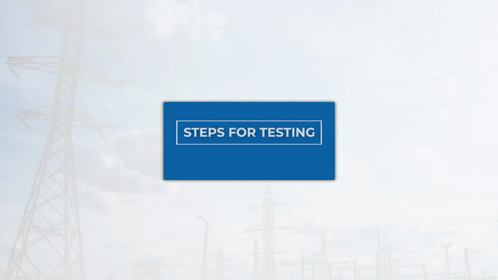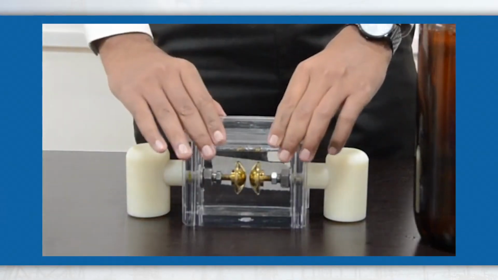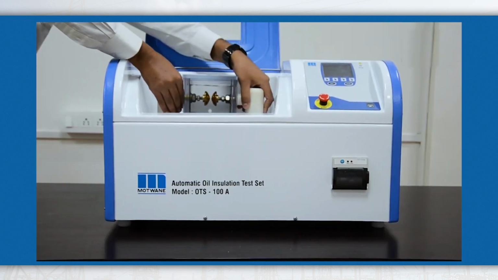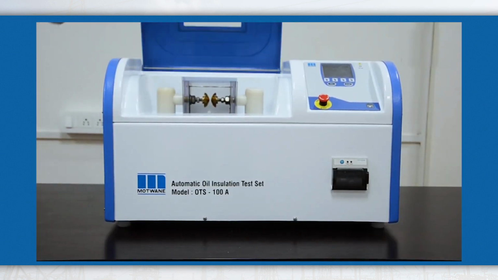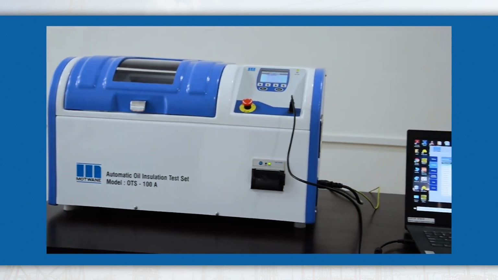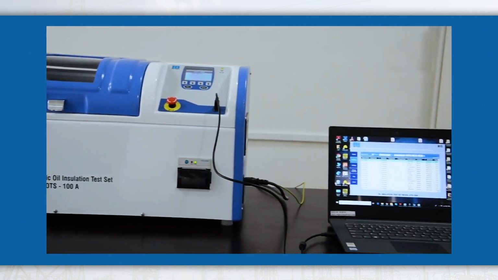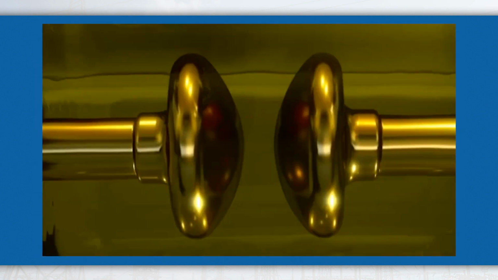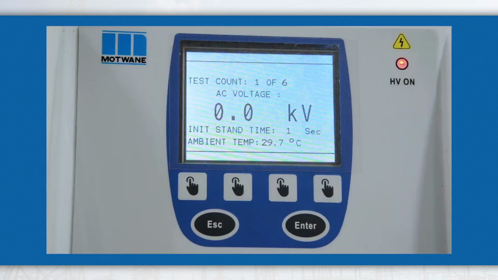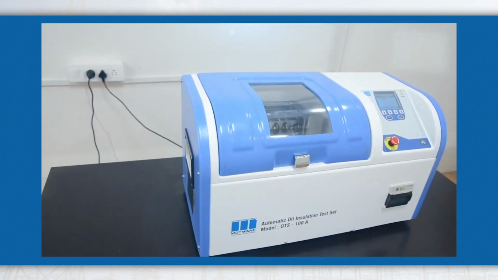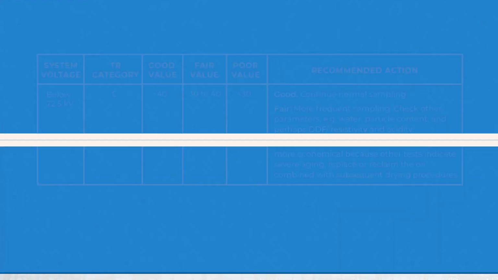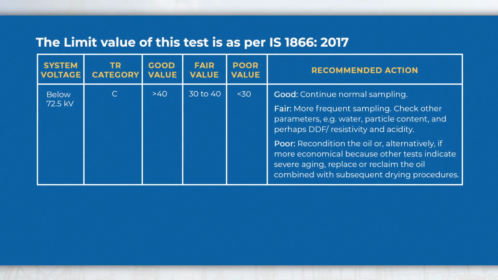Steps for testing. This test is conducted by placing oil sample between two electrodes, and AC voltage is applied gradually by not more than 2 kV per second till the time electrodes have enough potential and start to conduct through the oil. The limit value of this test is as per IS 1866/2017 given in the table.